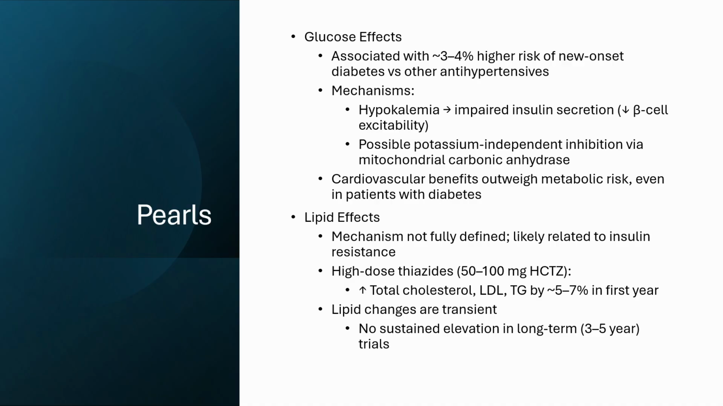Thiazide diuretics are associated with new onset diabetes in 3 to 4% more patients compared to other antihypertensive classes over several years of treatment. The mechanism why this occurs seems to involve hypokalemia-mediated impairment of insulin secretion.